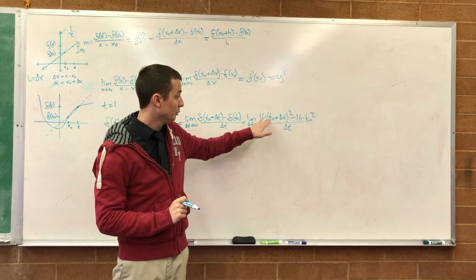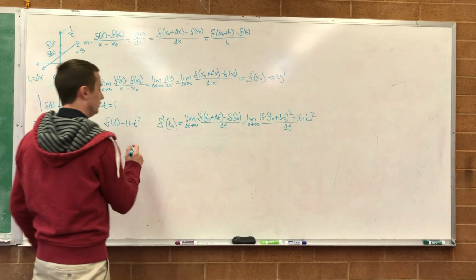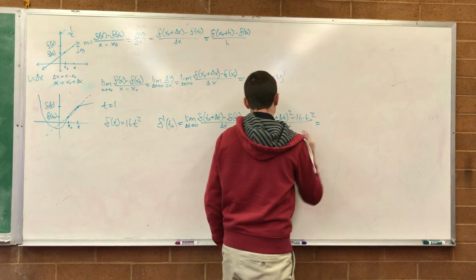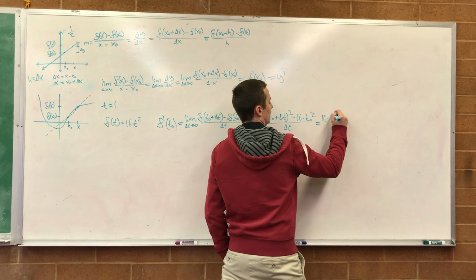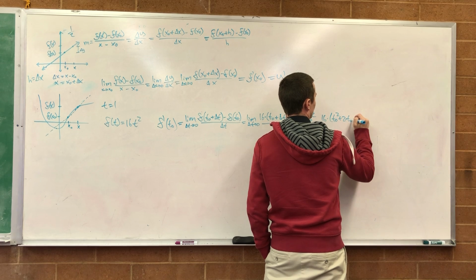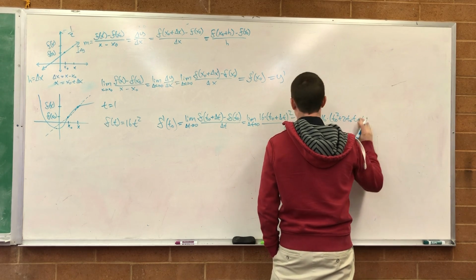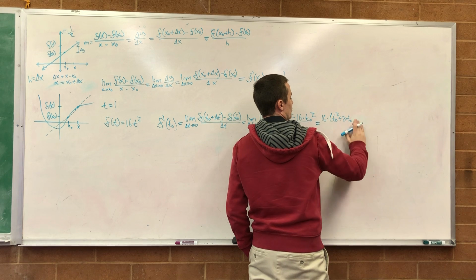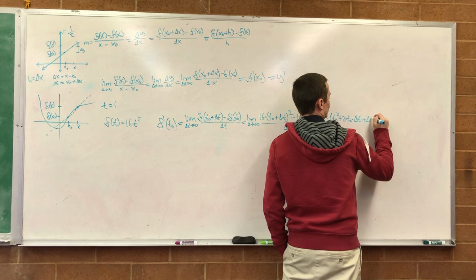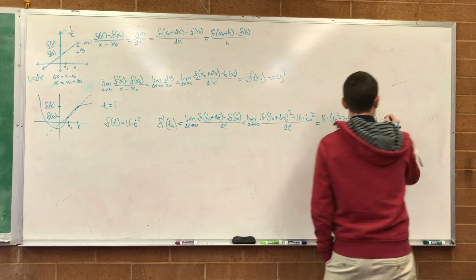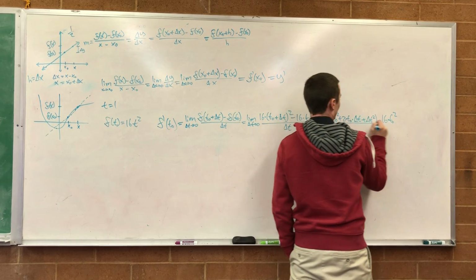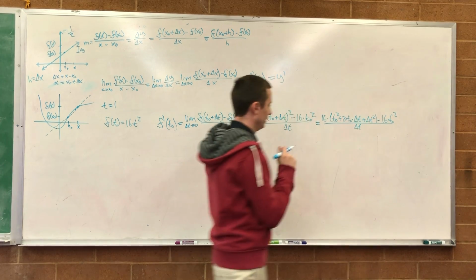Okay, so let's distribute. Well, let's square that out first. I don't want to do too much algebra too fast. So this is equal to, keep the 16 here, times t naught squared plus 2 times t naught times delta t plus delta t squared, minus 16 times t naught squared, all over delta t. Once again, I forgot my limit.